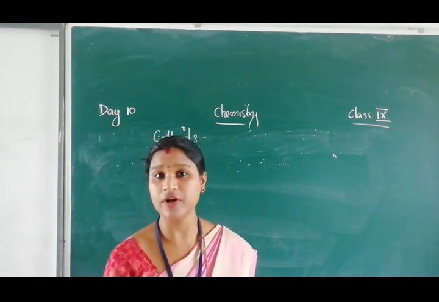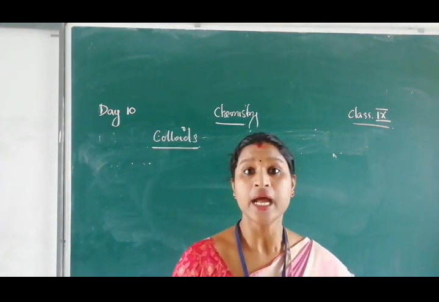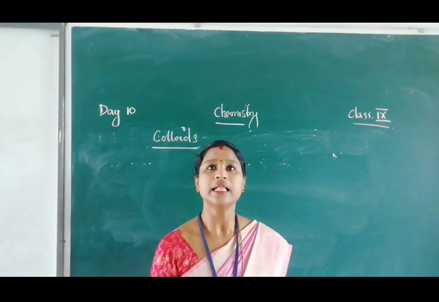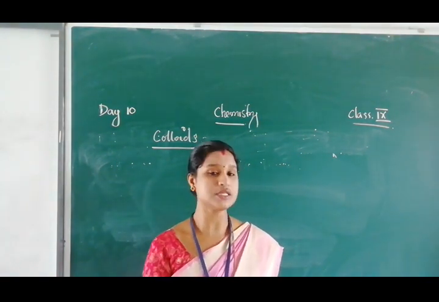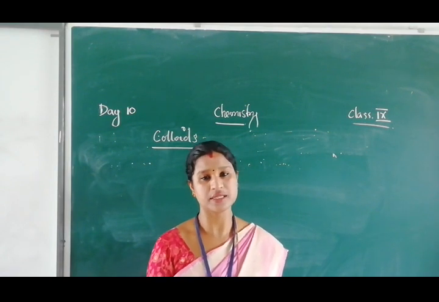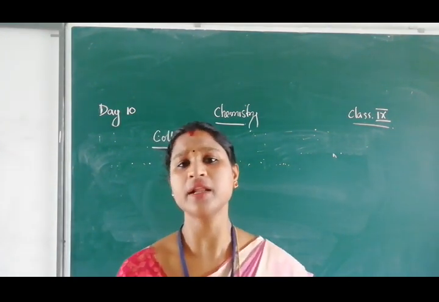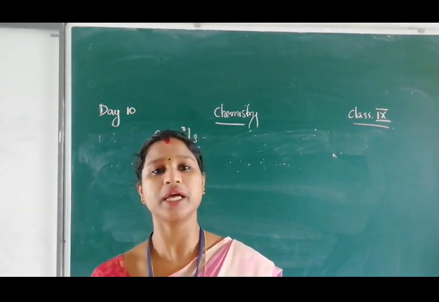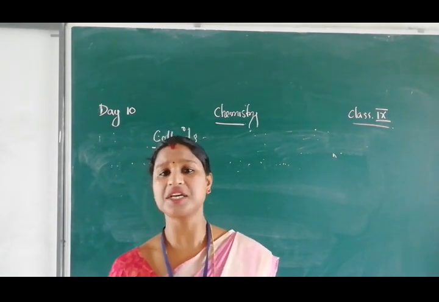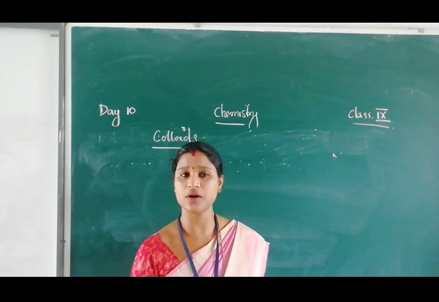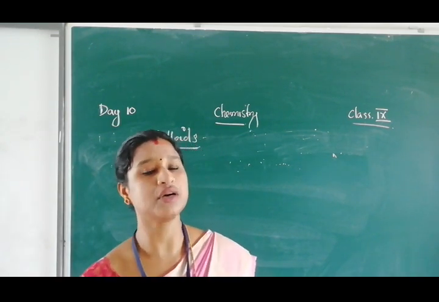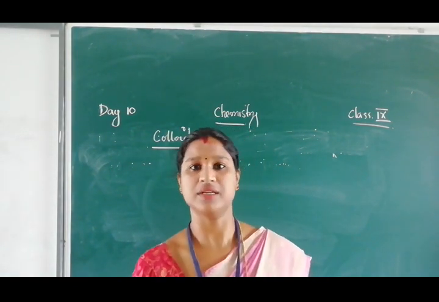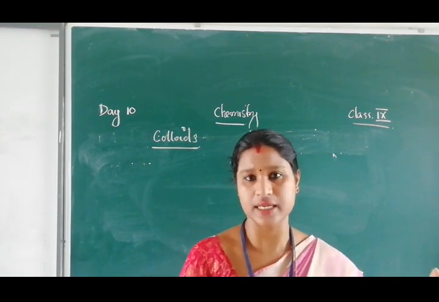So how can you define colloids? Colloid is a heterogeneous mixture, and the size of the particles of the colloid is between 1 nanometer and 1000 nanometer. That is the range of their particle size, and such a mixture is known as a colloid. So a colloid is a heterogeneous mixture in which the particle size is in between solution and suspension. Understood, all of you? That means they possess an intermediate particle size.